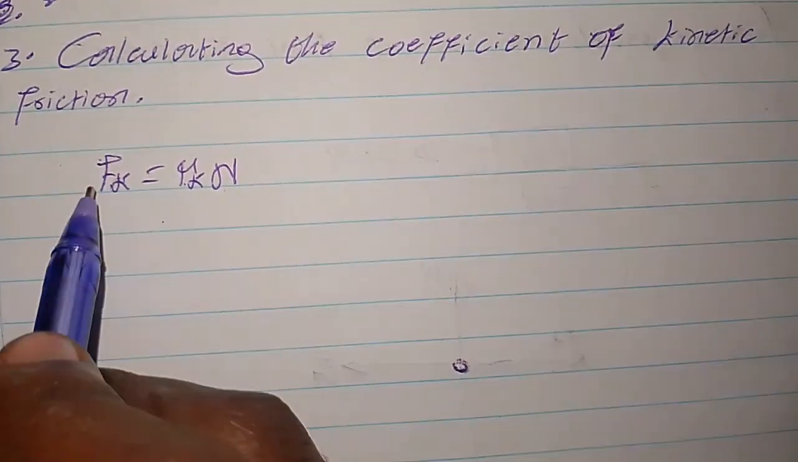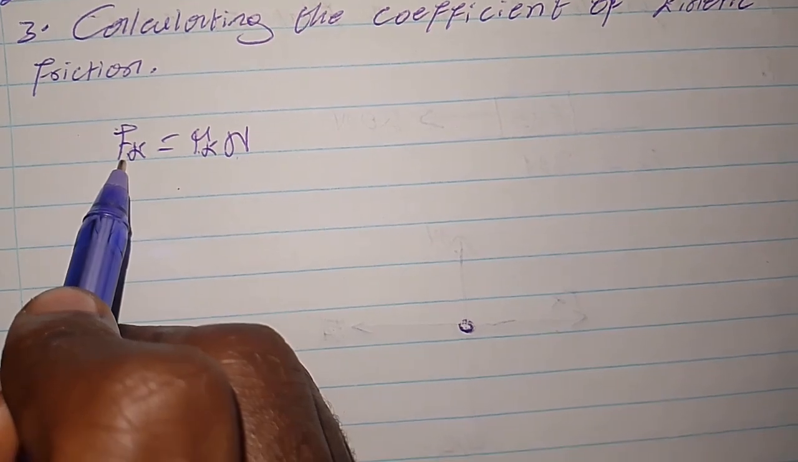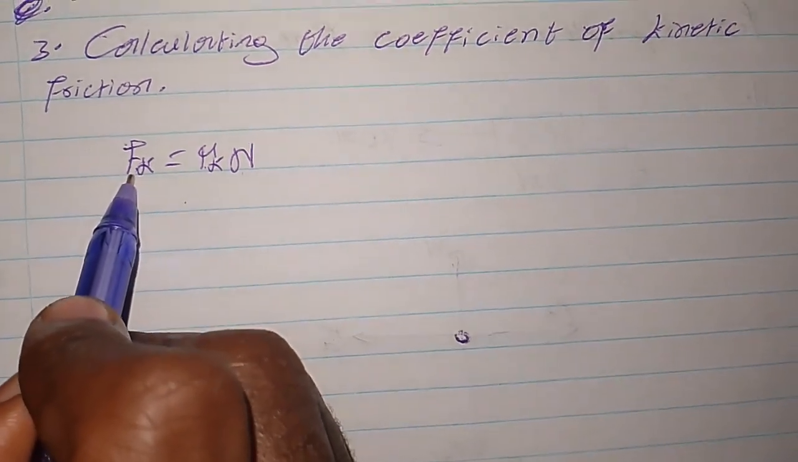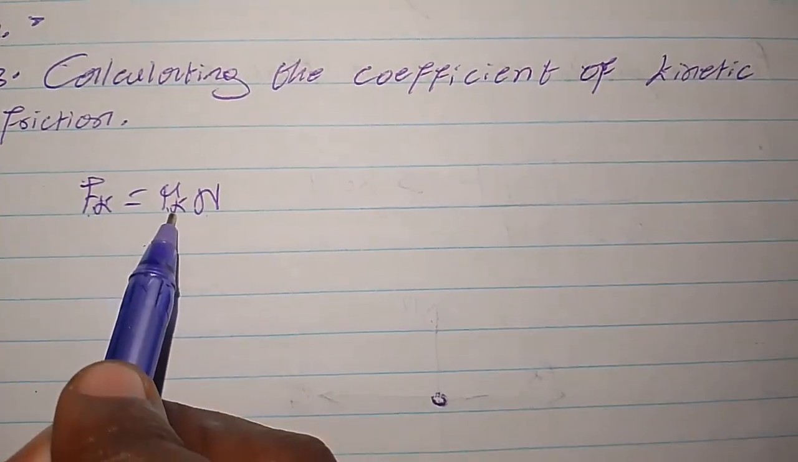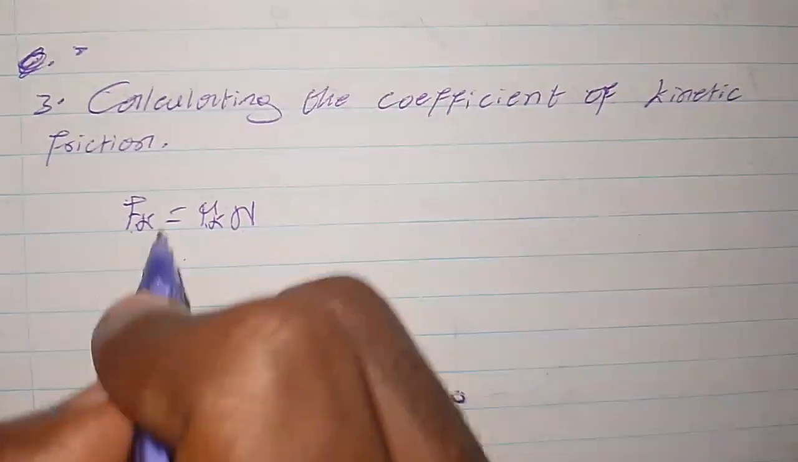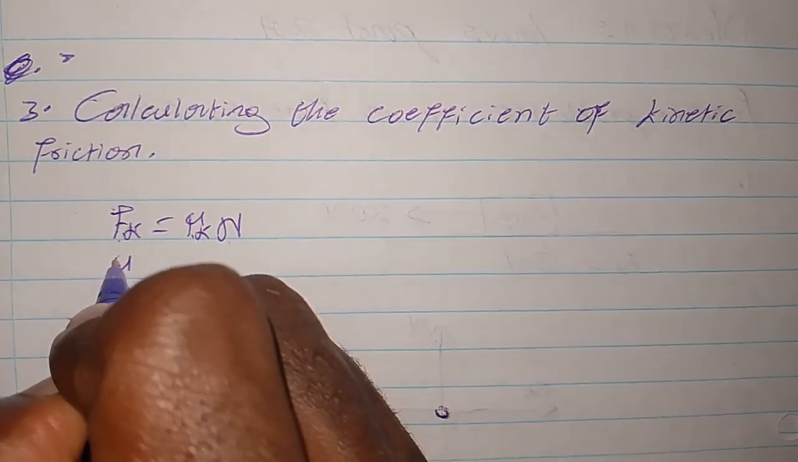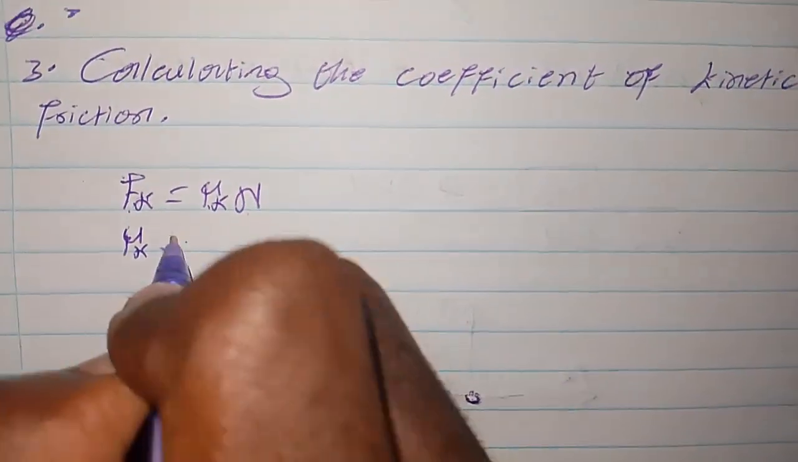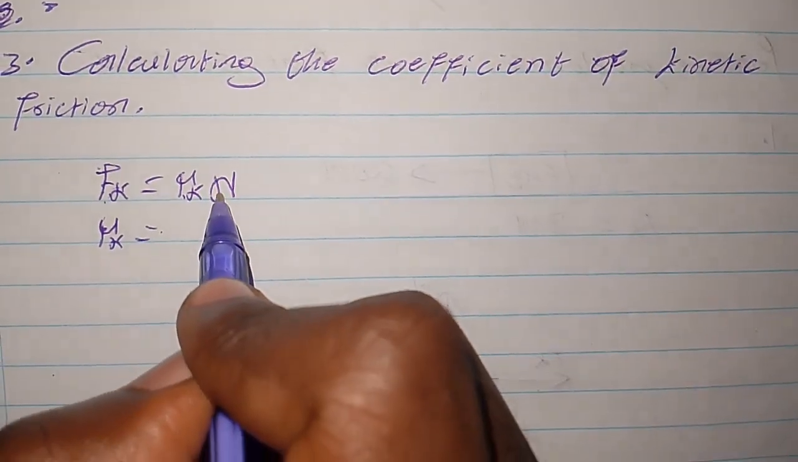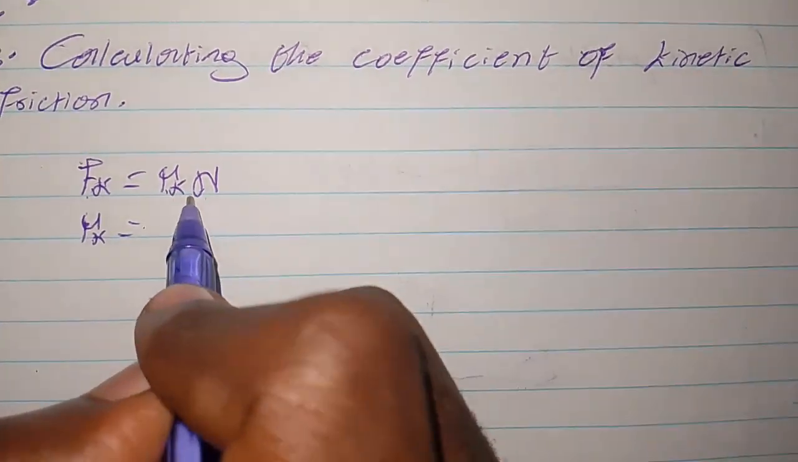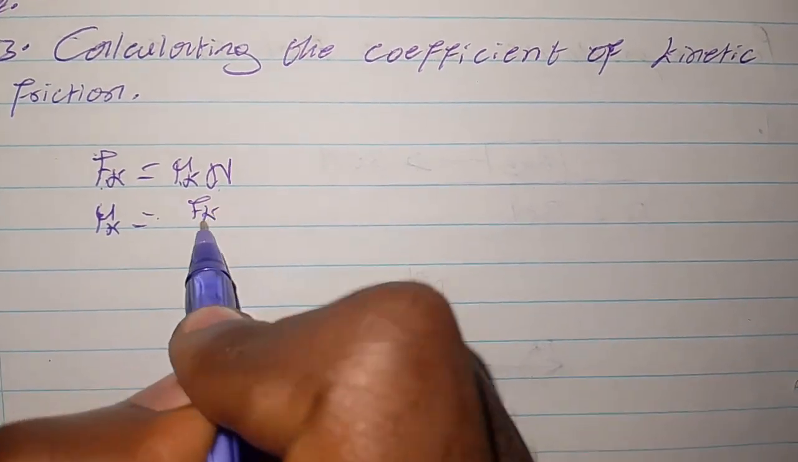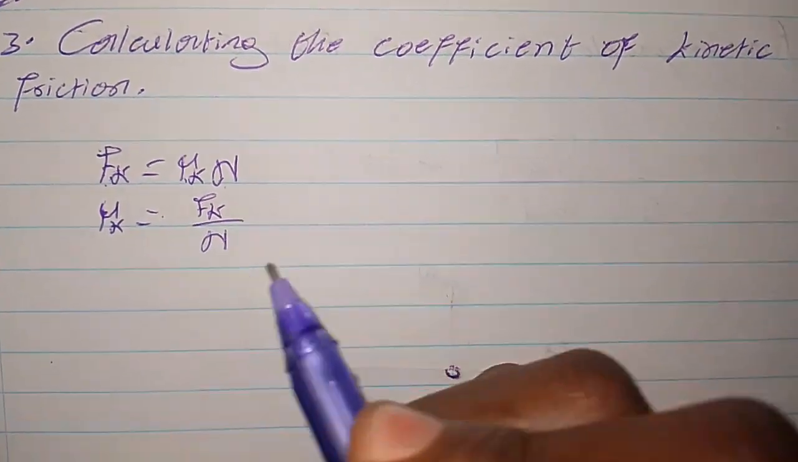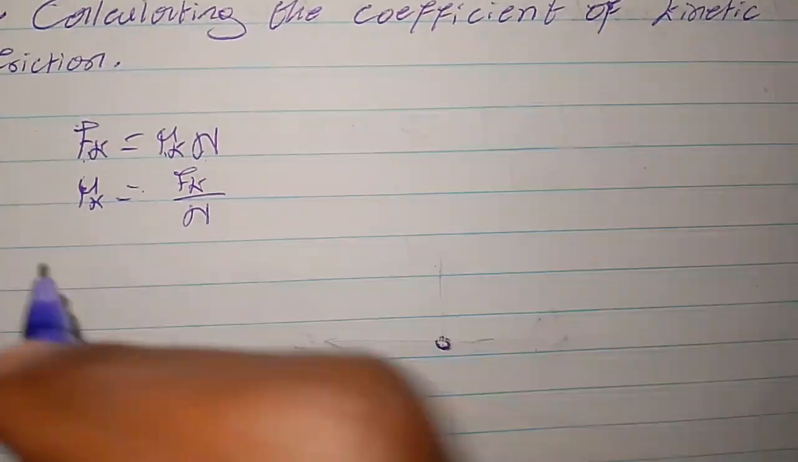So since we have calculated the normal force, and then we are given that Fk is equal to 3 Newton, then what we need to do is to make mu k subject of the formula, and then mu k will be equal to, we'll divide by normal force both sides. So Fk divided by normal force. So we'll have something like this.